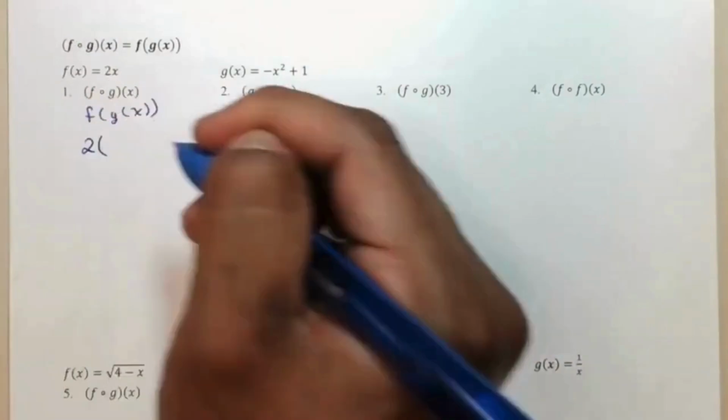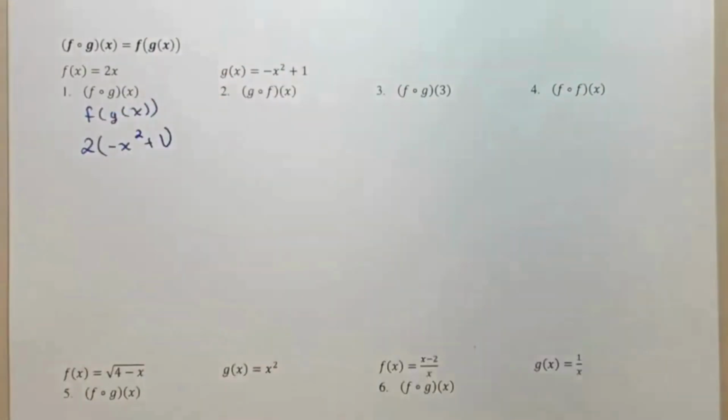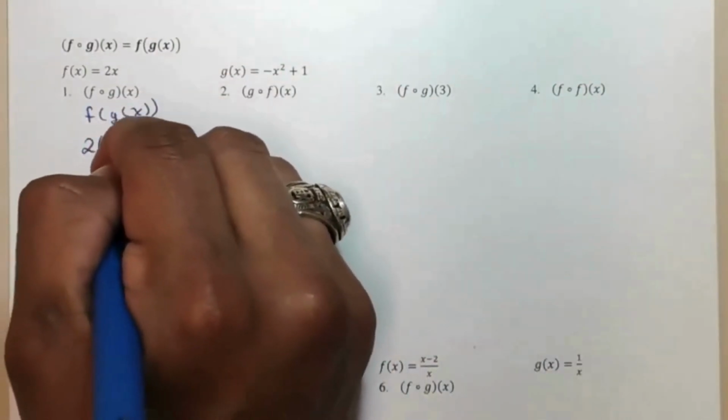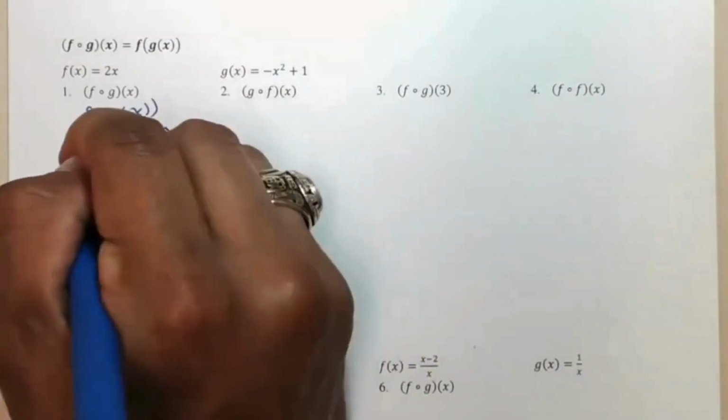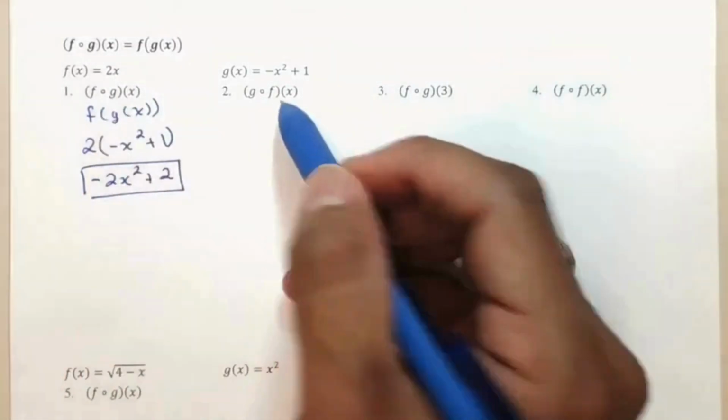So we're going to have 2, and instead of x, it's negative x squared plus 1. And make sure you fully simplify the problem. You distribute the 2, and you get your final answer. Does it matter on the order? Is f of g the same thing as g of f?